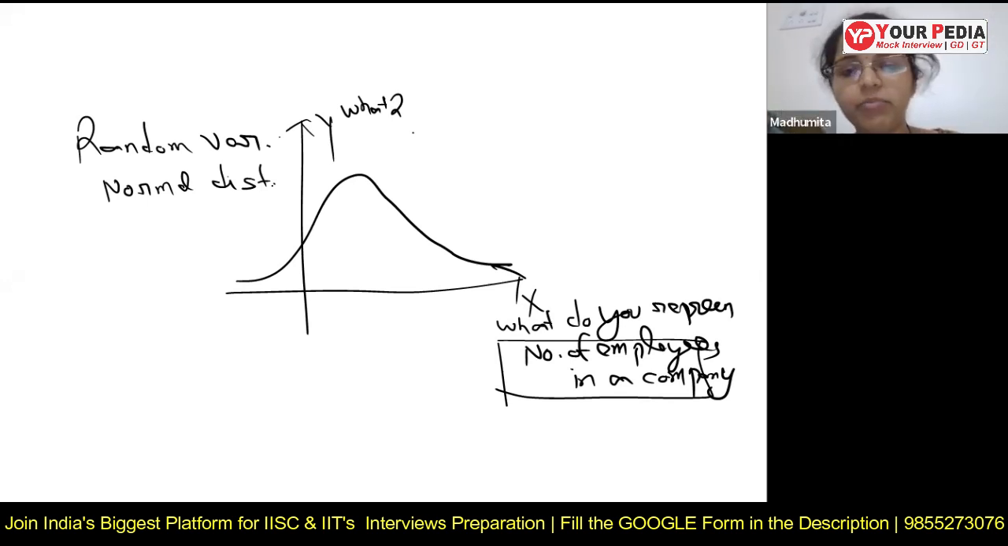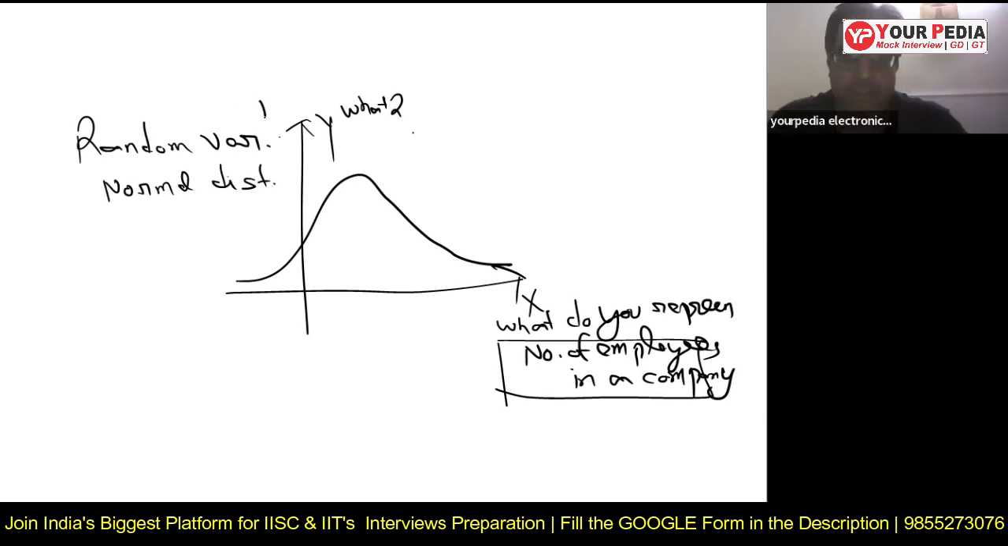Number of employees in a company, and this will be the hike that they get, like the performance, the income hike, the number of people who are considered for the selection, for the upgrading, like promotions. Okay, promotions.